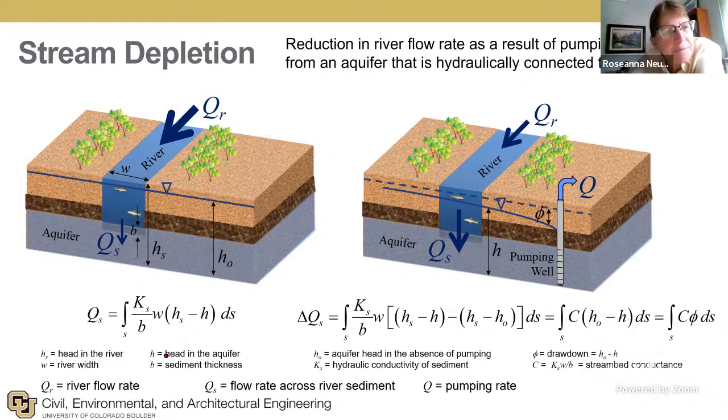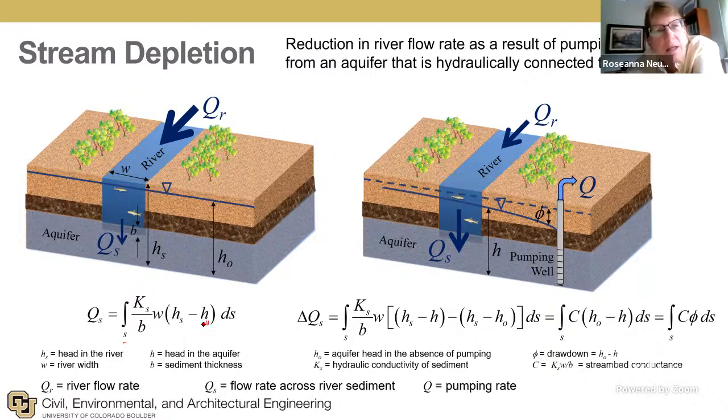And you can see the equation below that represents the exchange of water between the river and the aquifer. It's equal to the integral along the river length, where s is the length along the river. And what's inside there is essentially Darcy's law. So we're looking at the head difference between the river and the aquifer, multiplying that by the hydraulic conductivity of the river sediment, K sub S, and the river width, and dividing by the thickness of the sediment. And that will tell us the exchange between the river and the aquifer.